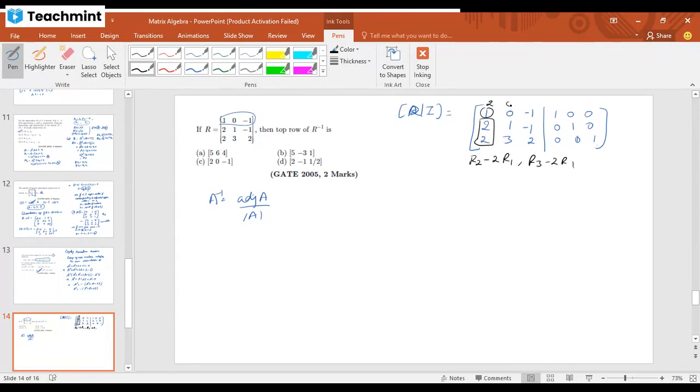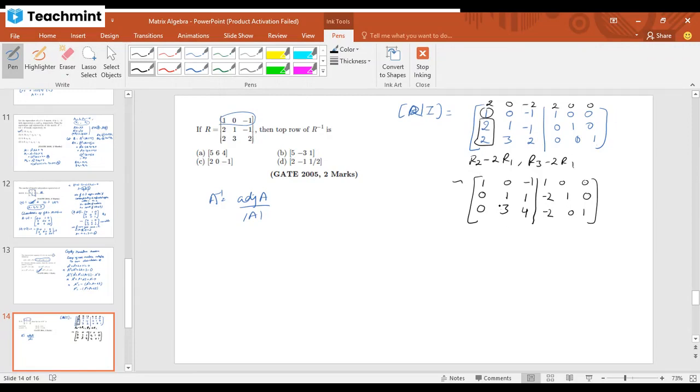So this becomes 2 0 minus 2, this becomes 2 0 0. And what do we have? 1 0 minus 1, no change in the first row elements, then 1 0 0. 2 minus 2 is 0, 1 minus 0 is 1, minus 1 plus 2 is 1, 0 minus 2 is minus 2. This is 1, 0. Again 2 minus 2 is 0, 3 minus 0 is 3, 2 plus 2 is 4, and this is minus 2. This is 0 and 1.